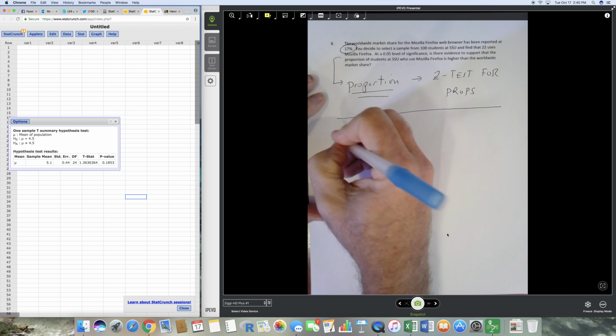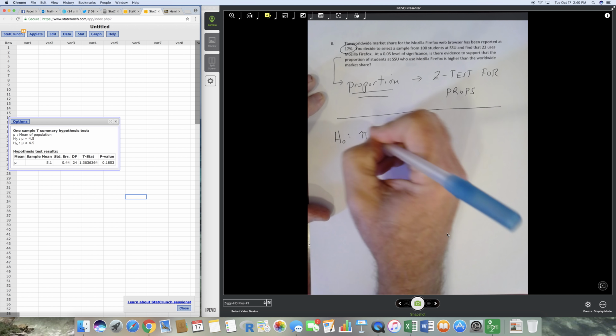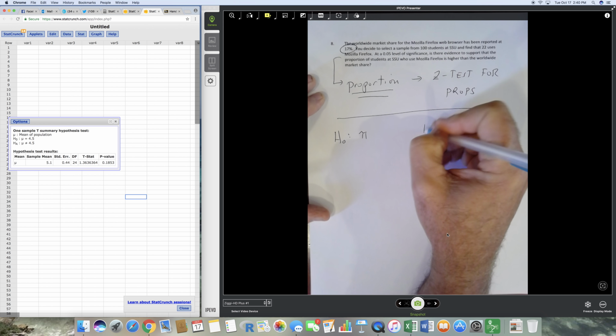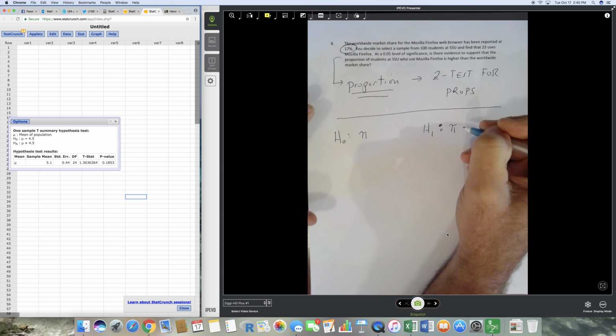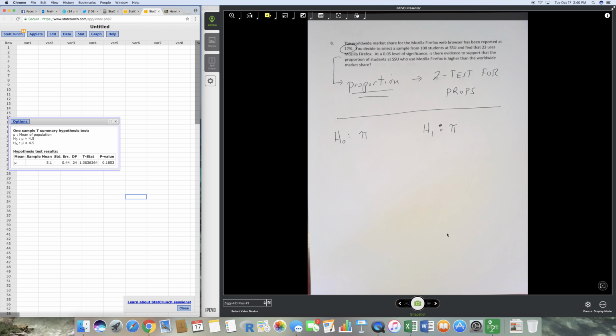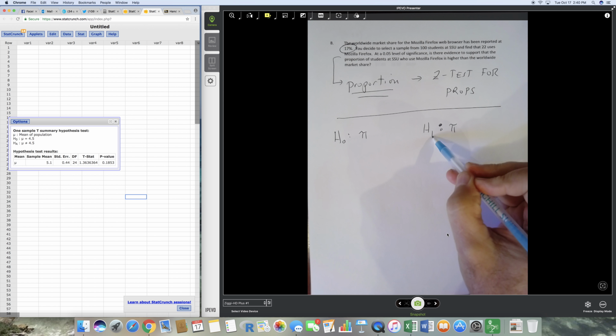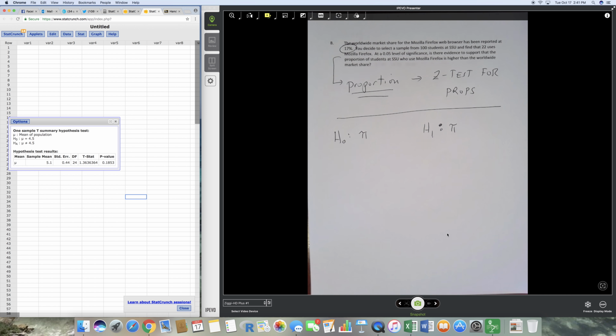So H sub O is going to be P equals 0.17. H sub 1 is going to be P not equal to 0.17. Did I put H sub A previously? I sure did. I just realized that. So I guess that proves what I said in the very first video. H sub A and H sub 1 are interchangeable. Guys, I've been doing this a long time, and I never use H sub 1, so you're going to see me slip up and use H sub A there.